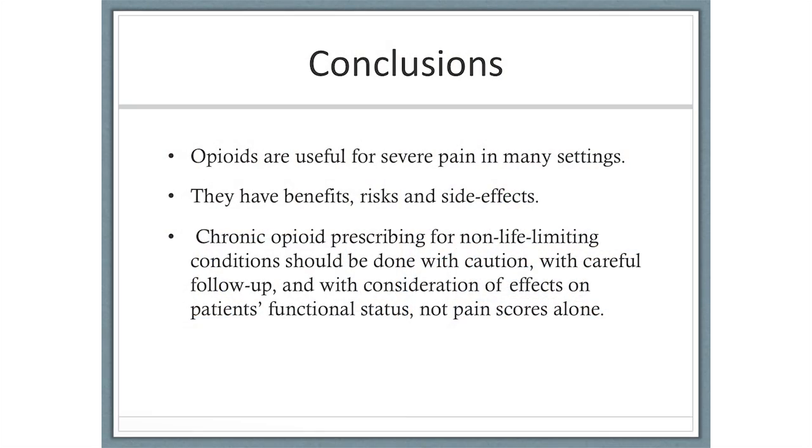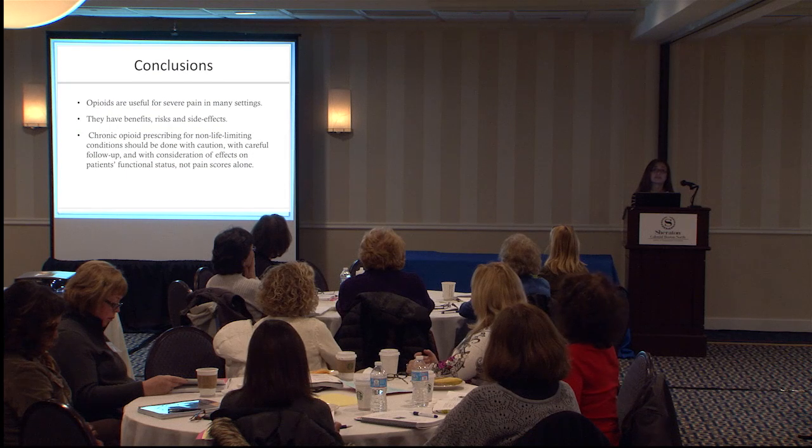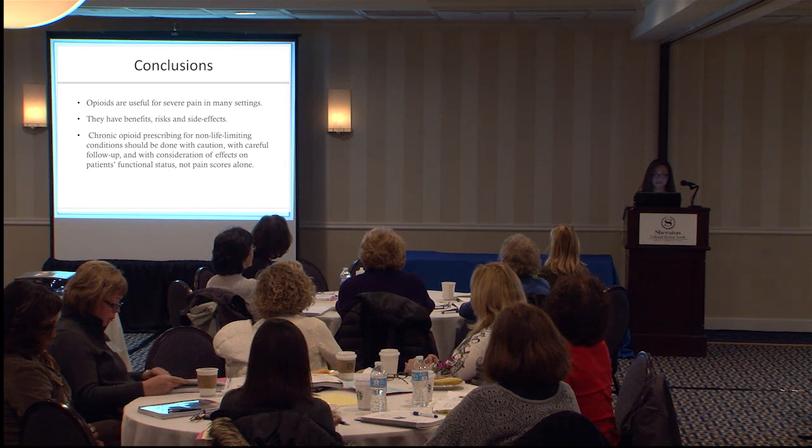So in conclusion, opioids have many uses, acute postoperative pain, cancer pain. The use in chronic pain for non-life-limiting illnesses is controversial. Opioids have risks and side effects. And the prescribing for non-life-limiting conditions should be done with caution, careful follow-up, consideration of patients' functional status, and not just pain scores alone.